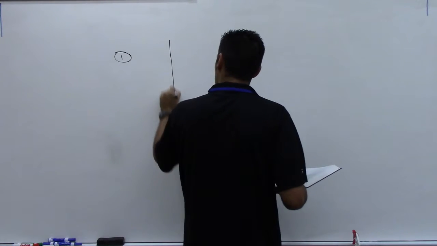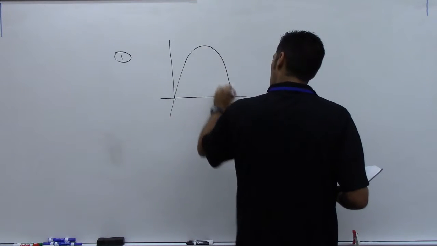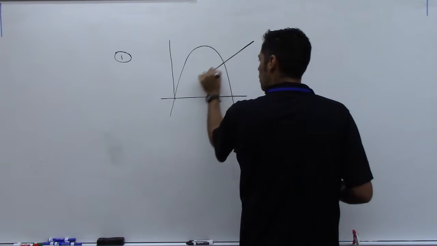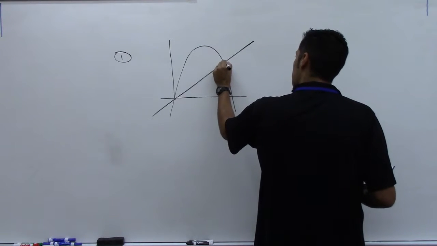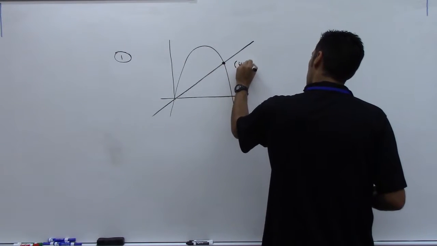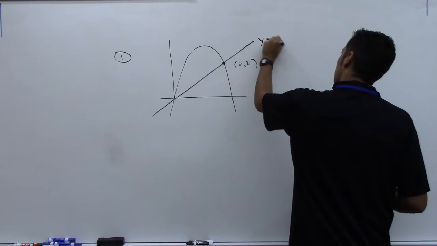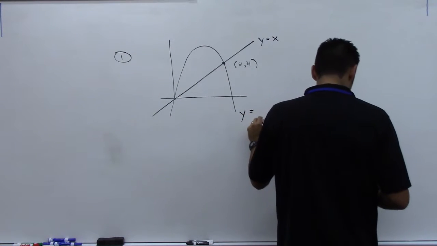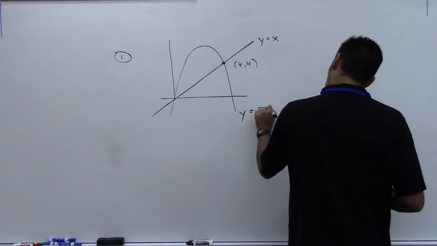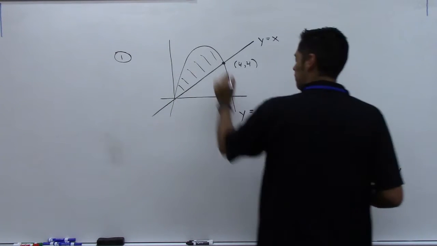they actually give you a graph of two functions. Draw a real rough picture of this. They give you that this is the point (4,4), and they give you that this is y equals x, and that this parabola is y equals 5x minus x squared, and we're trying to find the area of this region.